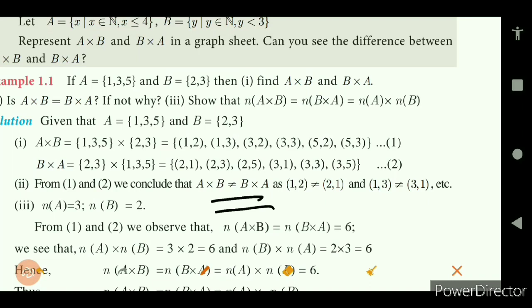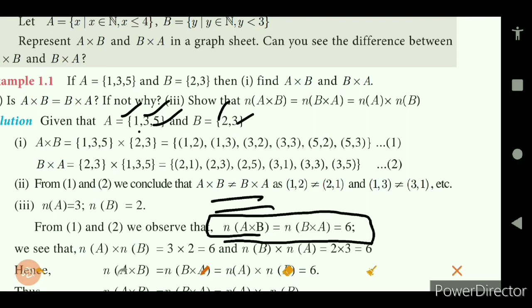And see how many elements are in A: 1, 2, 3. 3 elements. In B, we have the number of elements as 2. 2 and 3. So from 1 and 2, we conclude n of A cross B is equal to n of B cross A is equal to 6. The number of ordered pairs are equal, but the set is not equal. Okay.